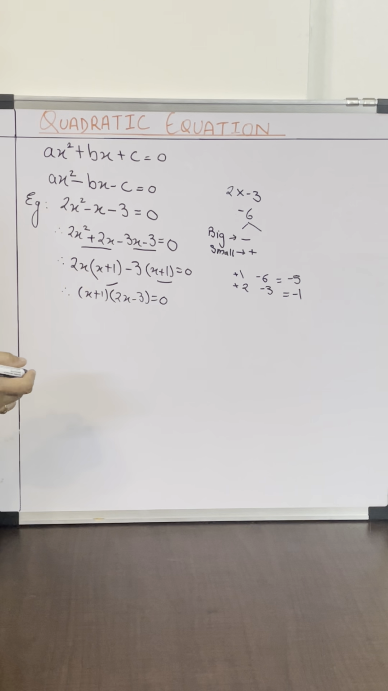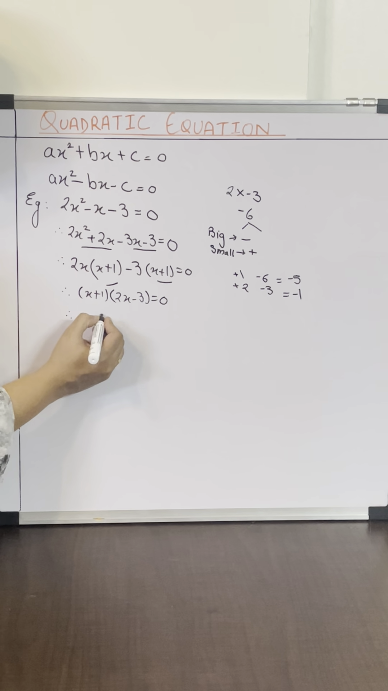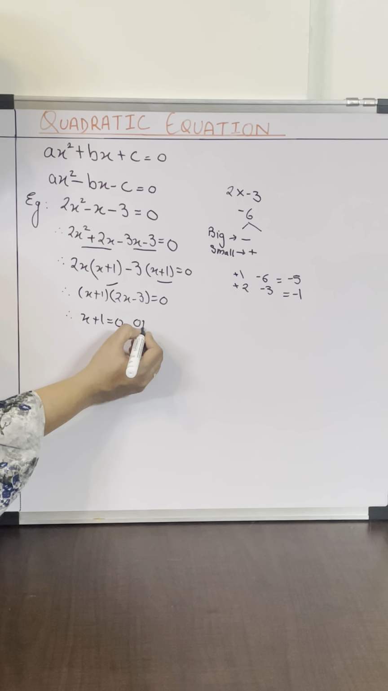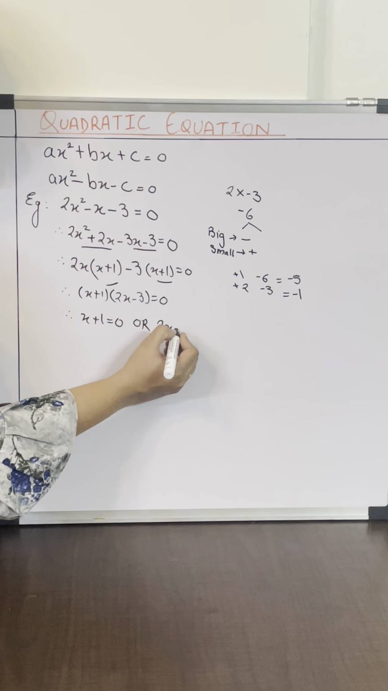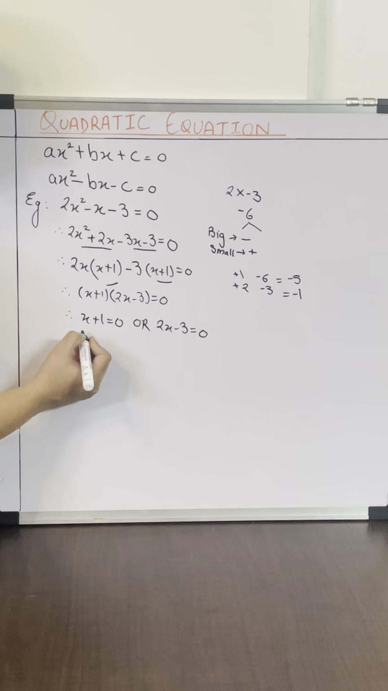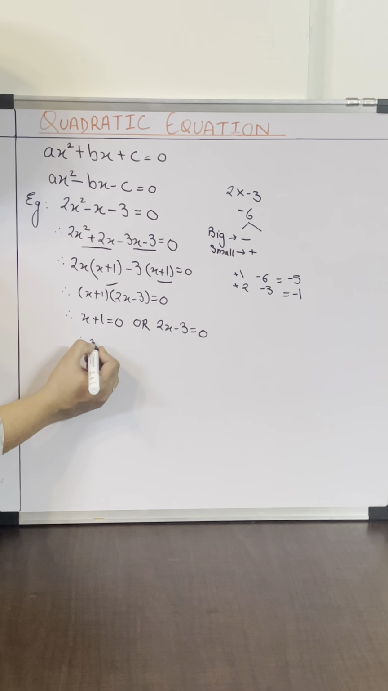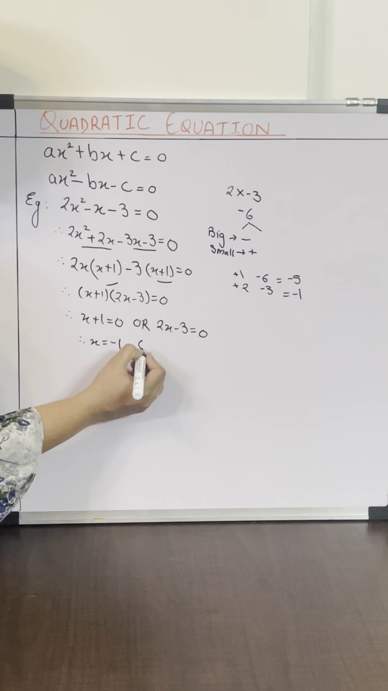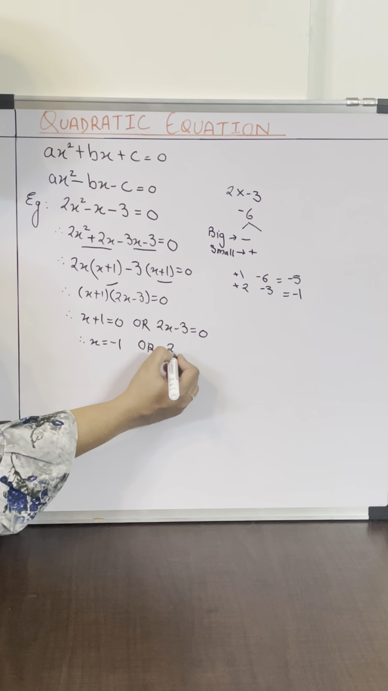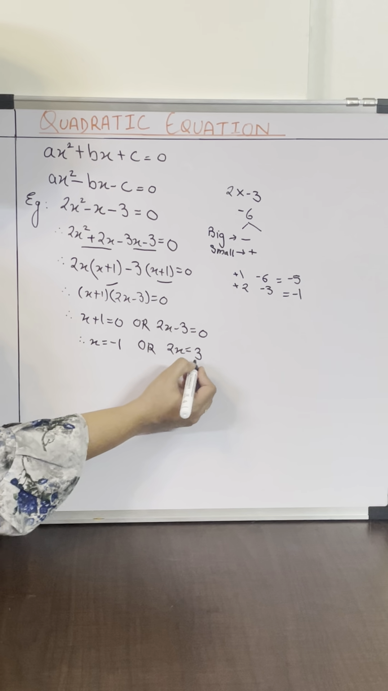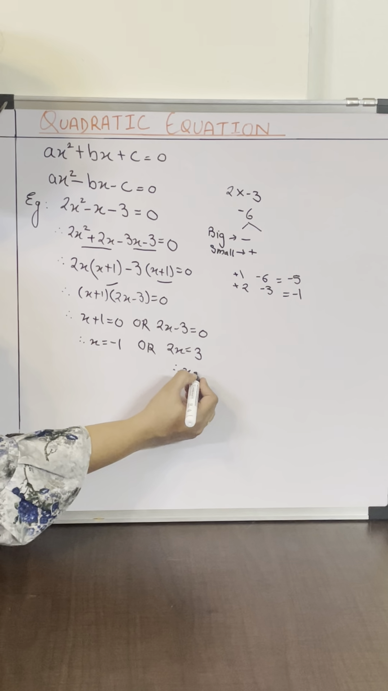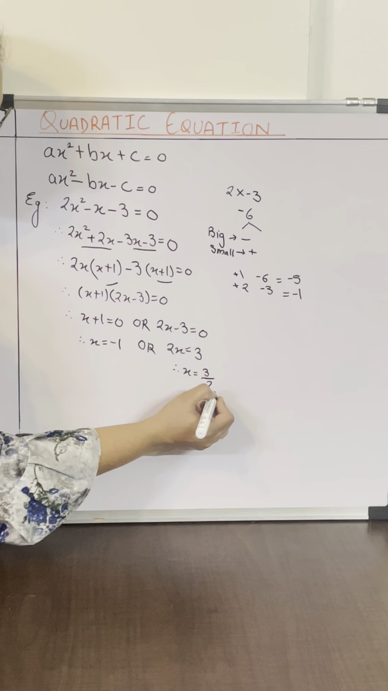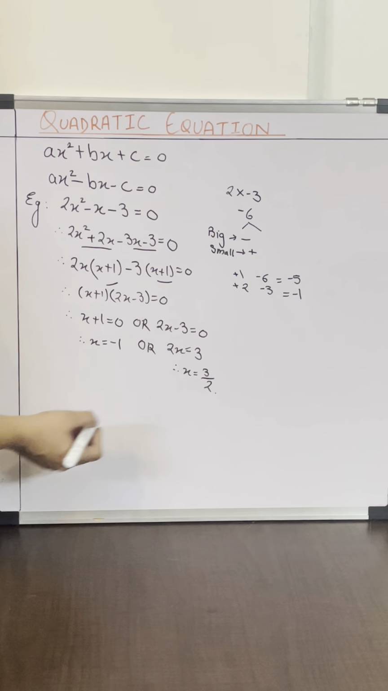These are the two factors that we have got. Now we get two values of x, either x plus 1 is equal to 0, or 2x minus 3 is equal to 0. If x plus 1 is equal to 0, it gives me x is equal to minus 1, or if 2x minus 3 is equal to 0, it gives me 2x is equal to 3. Therefore, x is equal to 3 upon 2. So x equal to minus 1 and x equal to 3 by 2 are the two roots of the given quadratic equation. I hope you all have understood.